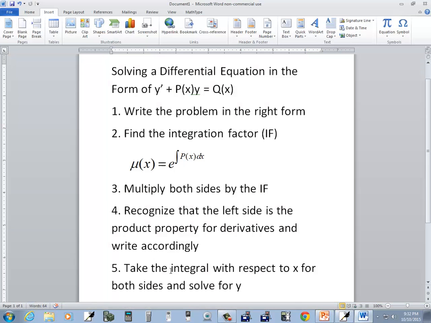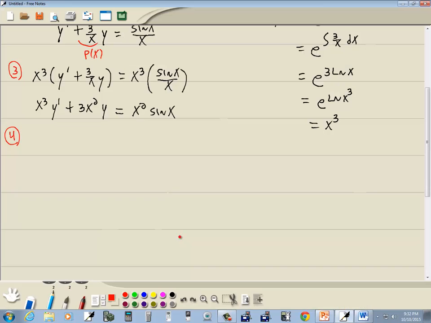Step 4. Recognize that the left side is a product property for derivatives and write accordingly. The y is going to be our p, the y prime will be our p prime, the x to the third will be our q, and the 3x squared will be our q prime. And the derivative of x to the third is 3x squared. So that's a check to make sure you did the integration factor correctly.